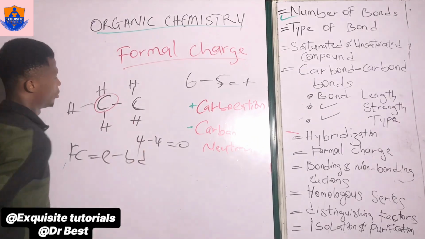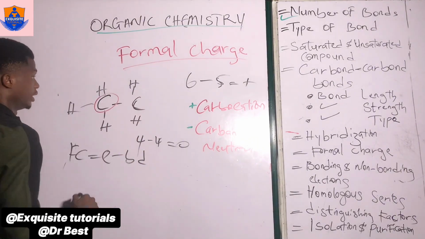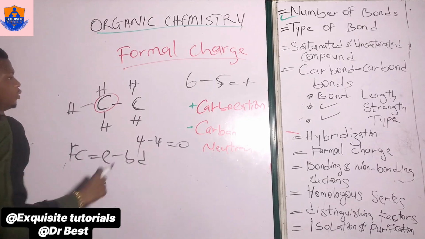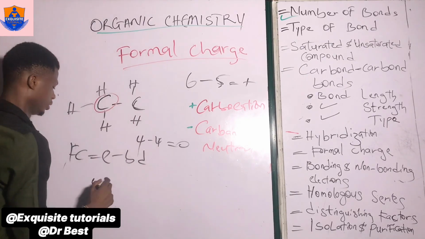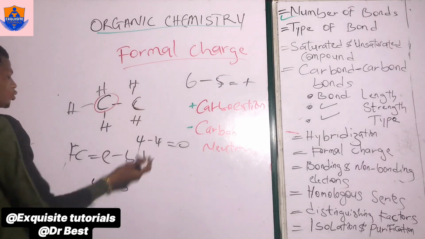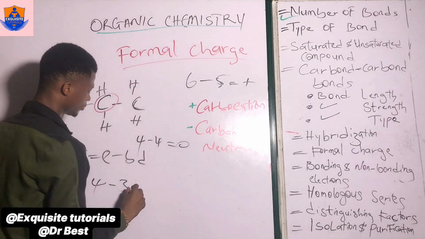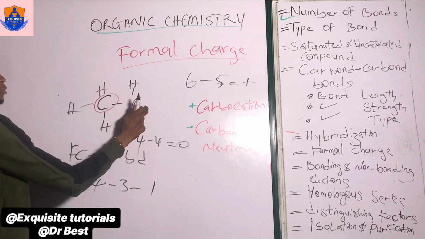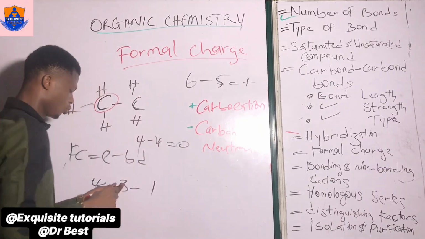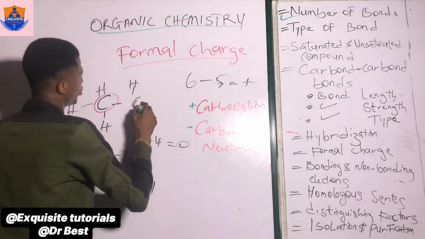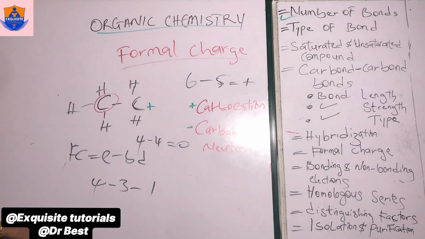How about we talk about this carbon? The number of electrons here is still 4. The number of bonds is 1, 2, 3. There is no dot here. So this carbon will be plus 1. So this carbon here is a carbocation. So it's going to have a partial positive charge. So it can accept an electron, right?